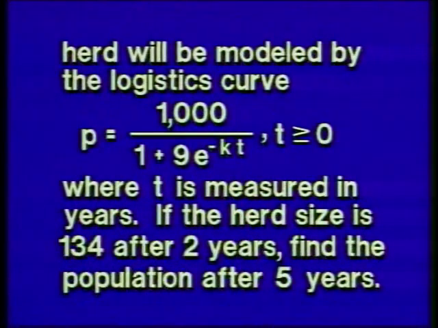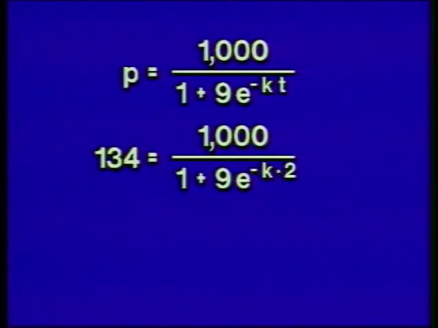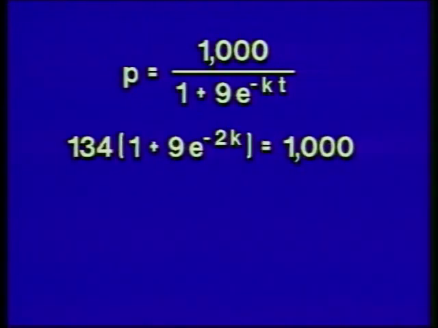Our first task is to find the value of k. Now, to do that, we replace within our model information about the herd size of 134 after 2 years. That is, we'll replace p with 134 and we'll replace t with 2. Well, once we've done that, we notice first of all that the exponent on e in our denominator, the negative k times 2, would probably be written as negative 2k. Now, to clear the fraction on the right side, we'll multiply on both sides by that denominator, giving us on the left this product. On the right, of course, the fraction clears.